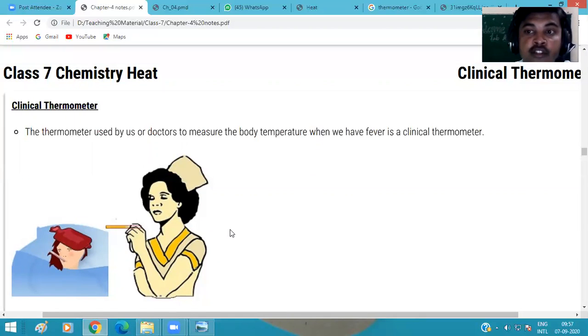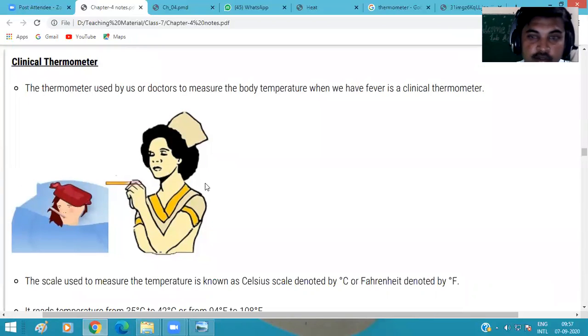Which thermometer is called a clinical thermometer? The thermometer which is used by us or by a doctor to measure the temperature of our body when we have fever is called a clinical thermometer. In the clinic you see a doctor or a nurse take a thermometer when they want to measure our body temperature.